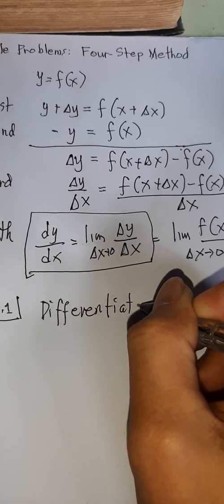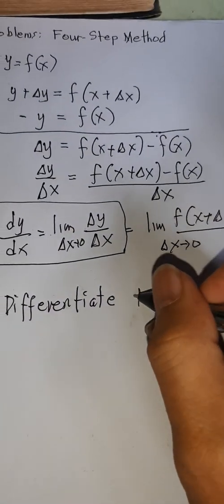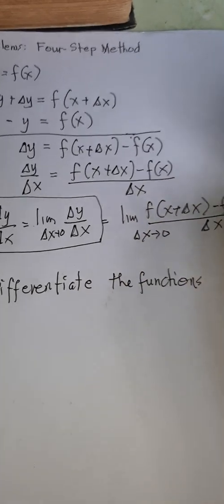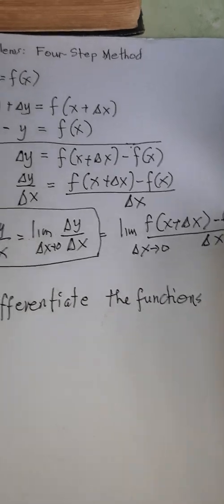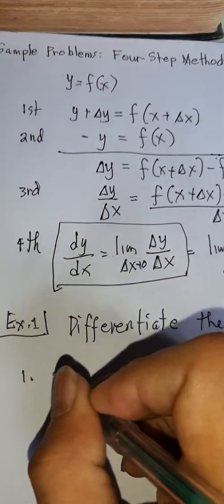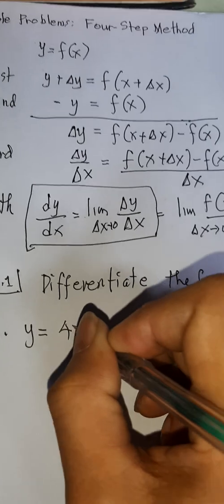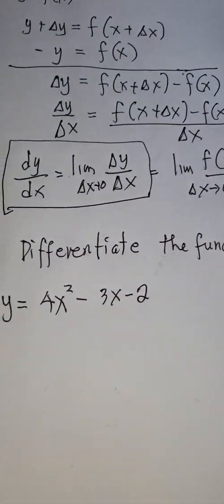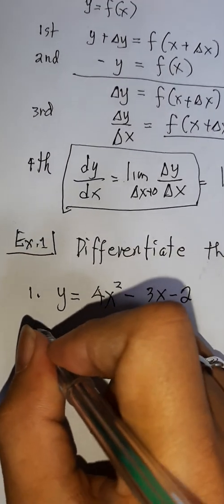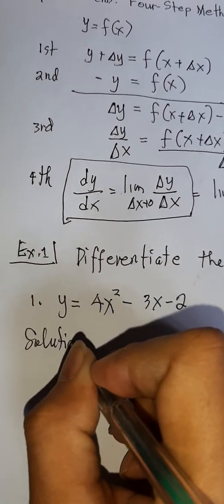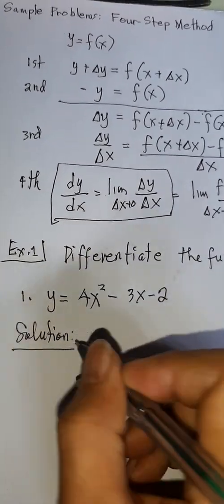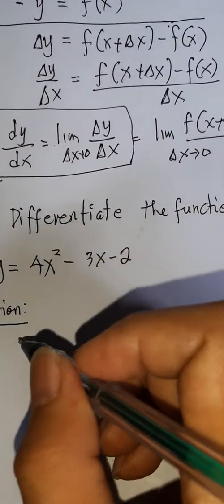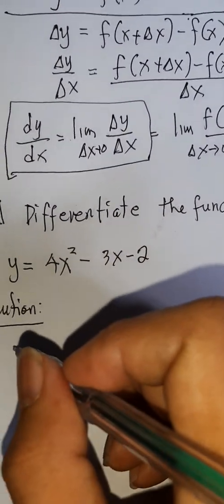Para mas maintindihan natin, consider natin itong mga example. We start with differentiating algebraic functions. 1. Say y is equal to 4x squared minus 3x minus 2. Since may given ang na y equals f of x, ito yung function ng x. Okay, we start with the first step.